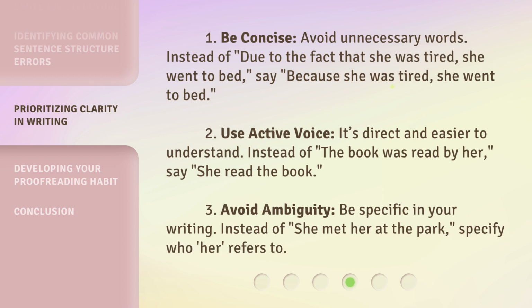2. Use active voice. It's direct and easier to understand. Instead of, the book was read by her, say, she read the book. 3. Avoid ambiguity. Be specific in your writing. Instead of, she met her at the park, specify who, her, refers to.